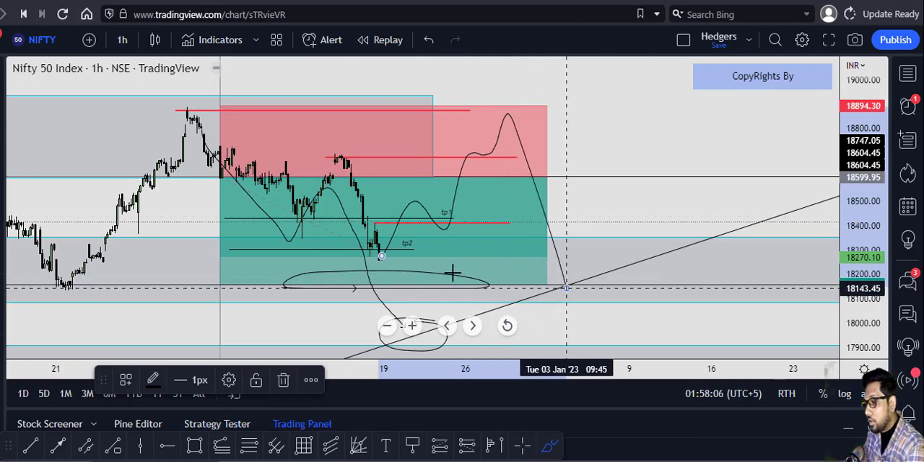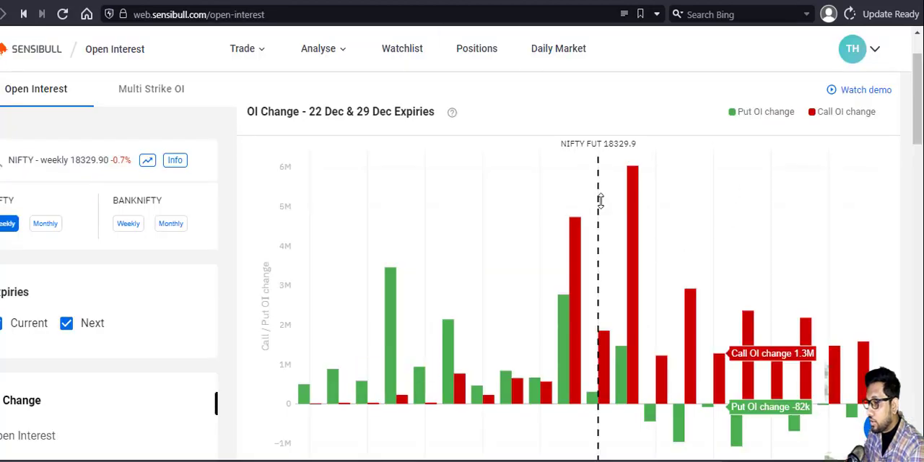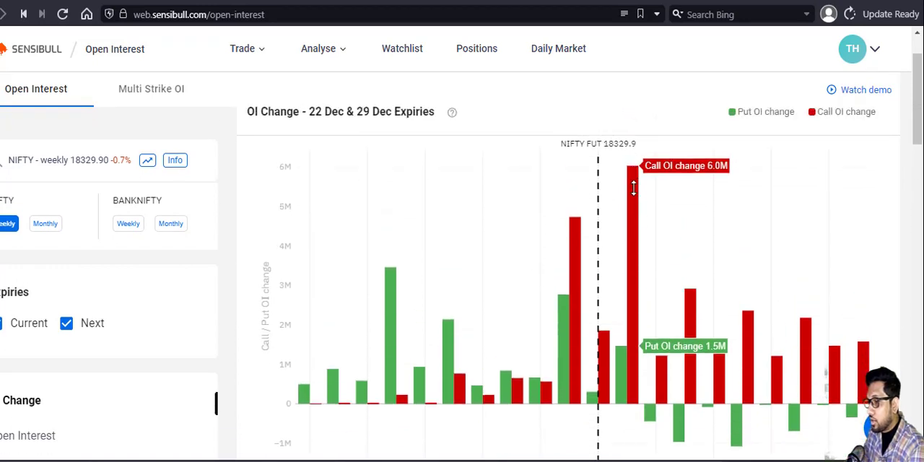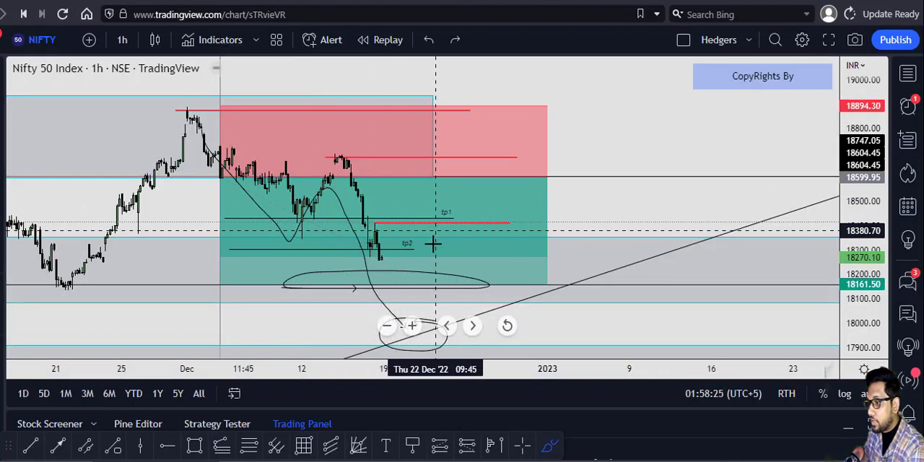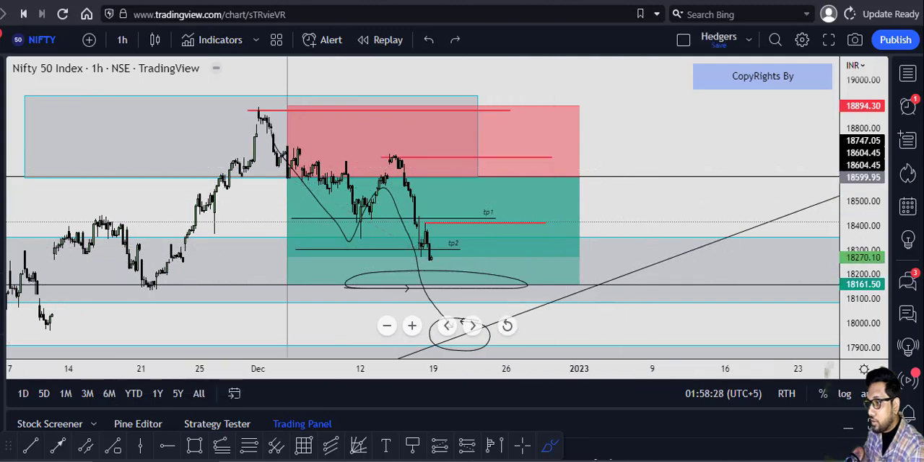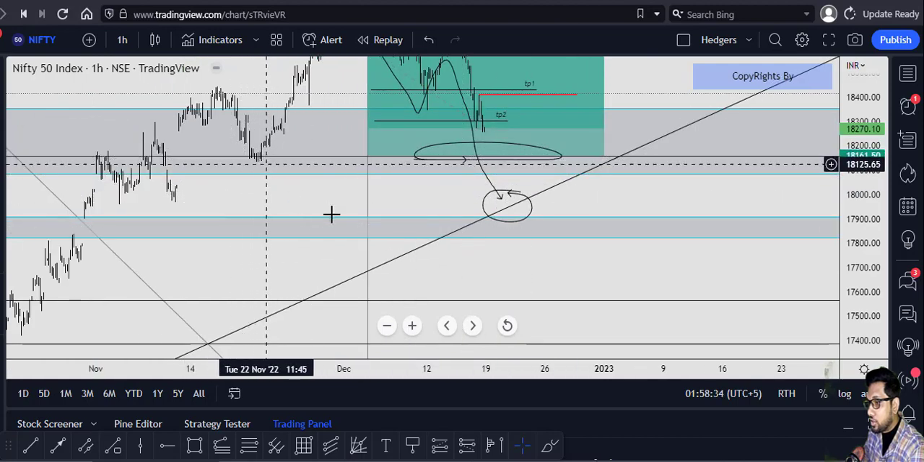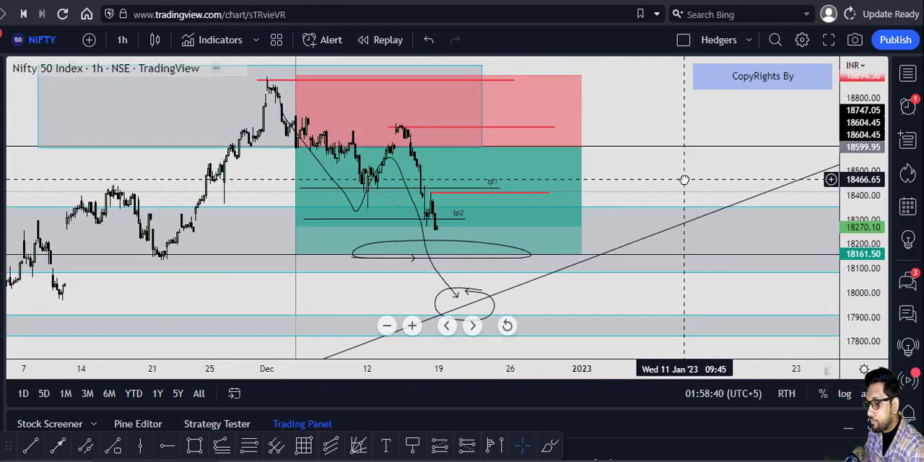But until we have this resistance here, probably they are going to short again at this point, because we have seen a lot of increasing open interest. The short positions are increasing in Nifty at this point. So probably we are going more downside. My ultimate target is the internal lows here, as you can see, and this trend line. This is all for Nifty.